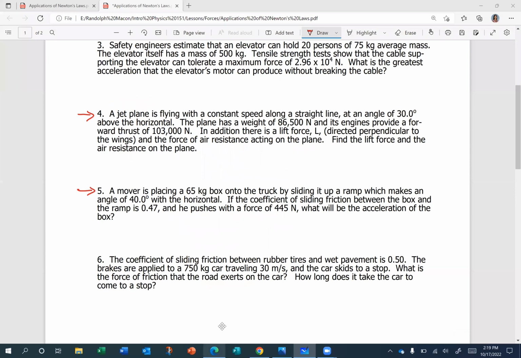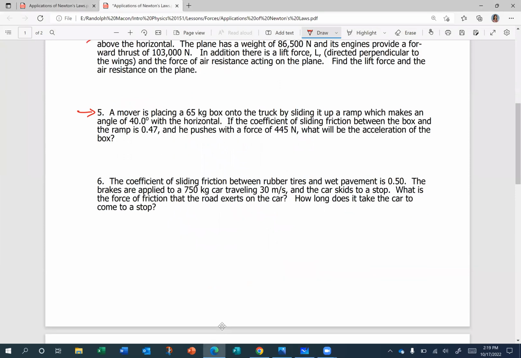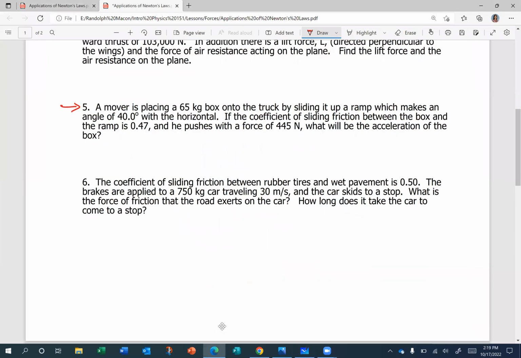Okay, let's take a look at number 5. A mover is placing a 65 kilogram box on a truck, sliding it up the ramp, which makes an angle 40 degrees with the horizontal. The coefficient of sliding friction between the box and ramps is 0.7. So remember, that's the mu value that we looked at in the laboratory. And he pushes with the force of 445. What will be the acceleration of the box?